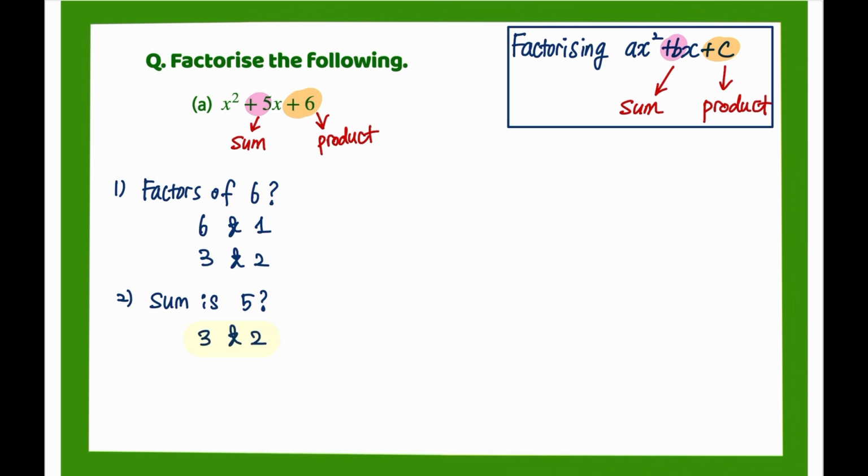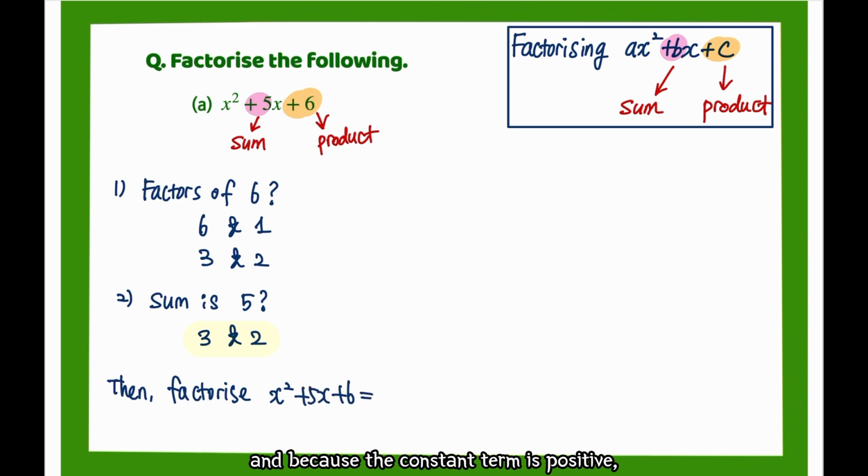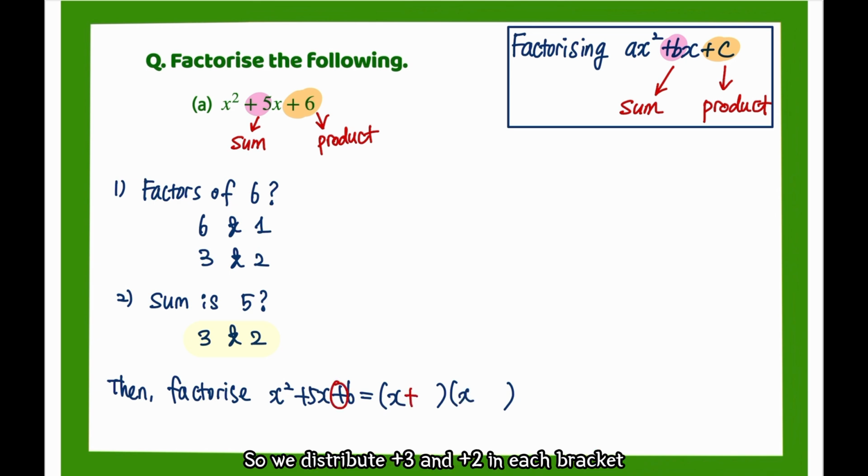Then if we factorize x squared plus 5x plus 6, since the coefficient of x squared is 1, we can simply open two brackets and place x in each. And because the constant term is positive, both numbers must have the same sign. So we put plus 3 and plus 2 in the brackets. So this is the factorized form.